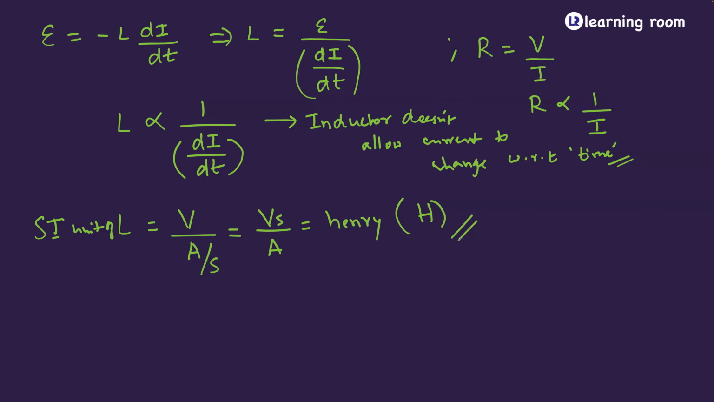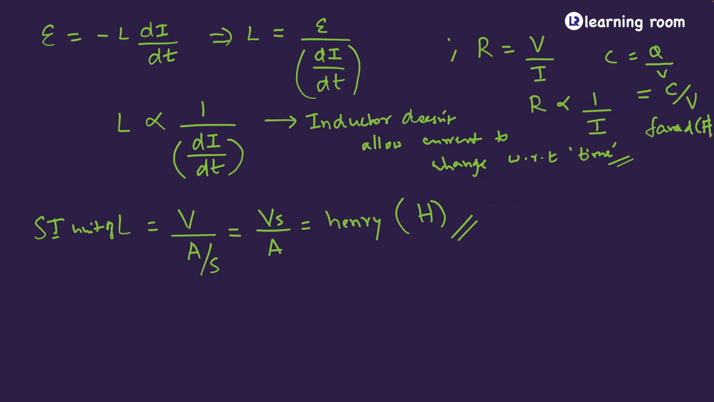You remember for capacitance, what do you have? C is equal to Q by V. Q is measured in coulomb, and V is measured in volt. Coulomb by volt is called farad. It's a name derived from Faraday, right? So you have something called farad, which is represented by the symbol capital F.